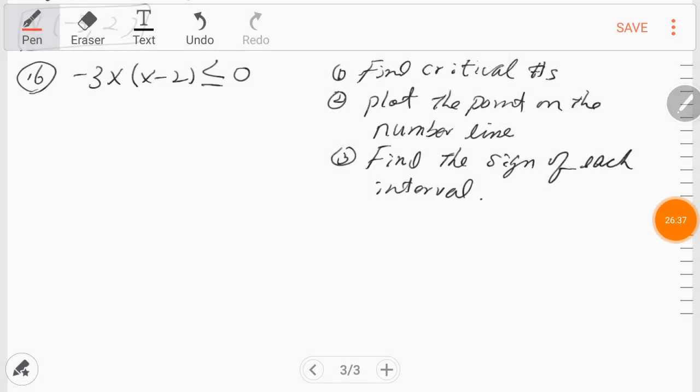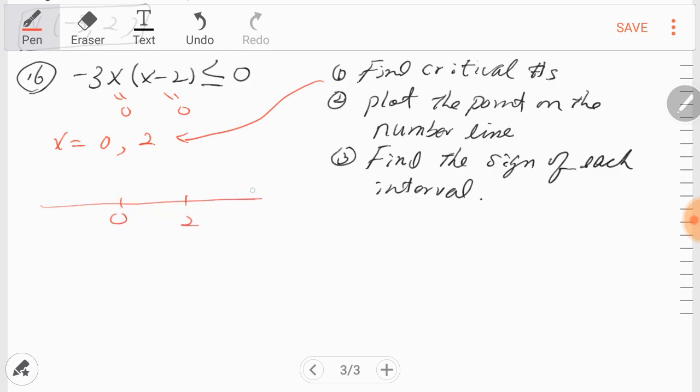Okay, number 16, solve the inequality. So when we solve the inequality, we have to first find the critical numbers. The critical numbers are the ones that make the expression equal to 0. So in this case, we can set this x equal to 0, this equal to 0, then x are what? 0 and 2. So 0 and 2 are the critical numbers. So plot the numbers. Here's 0 and 2.